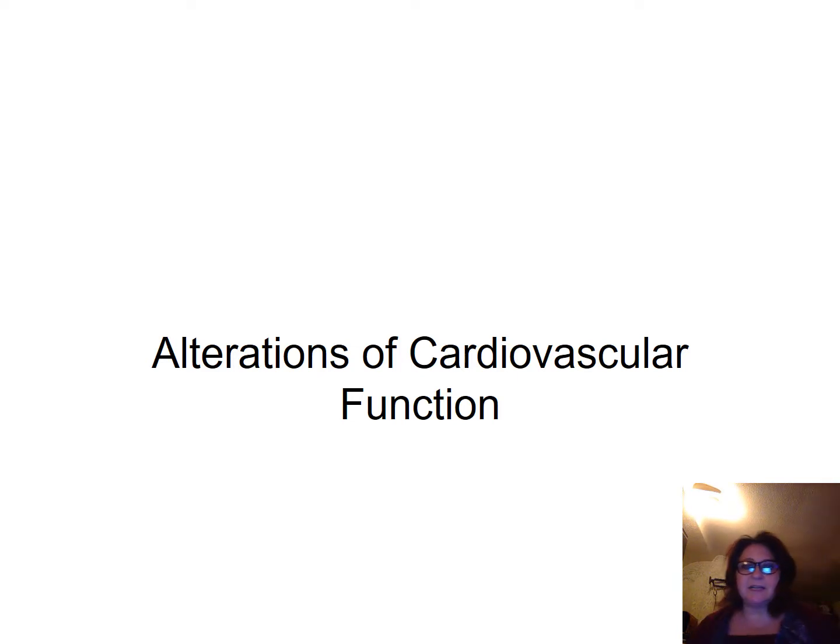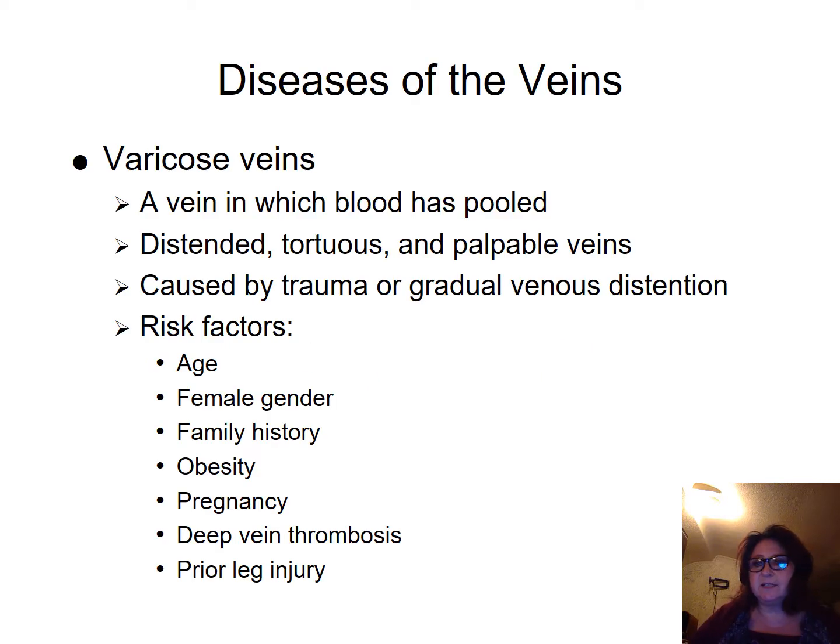Hello, this is our second PowerPoint presentation on the cardiovascular lymphatic system, and this one refers to alterations of cardiovascular function. Diseases of the veins. We have varicose veins, and you know what that is. It's a vein where blood's pooled, it's distended, tortuous, and palpable. The risk factors related to this are age, female gender, family history, obesity, pregnancy, history of deep vein thrombosis, or prior leg injury.